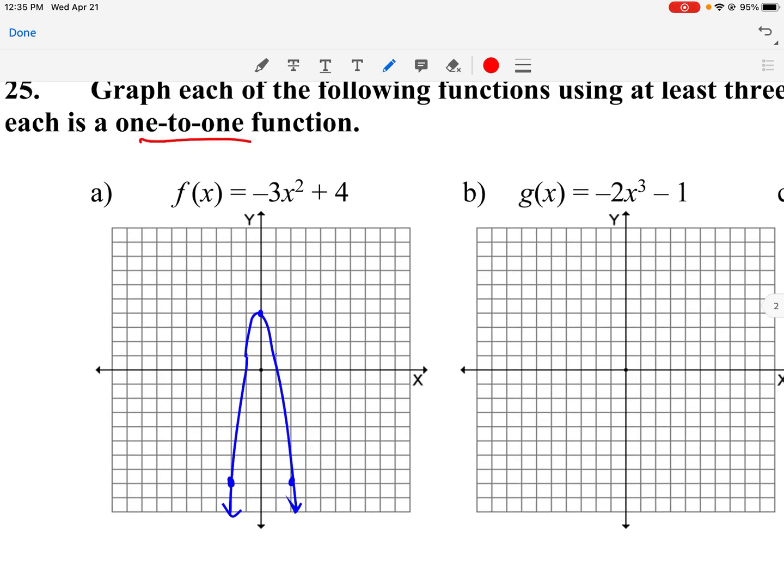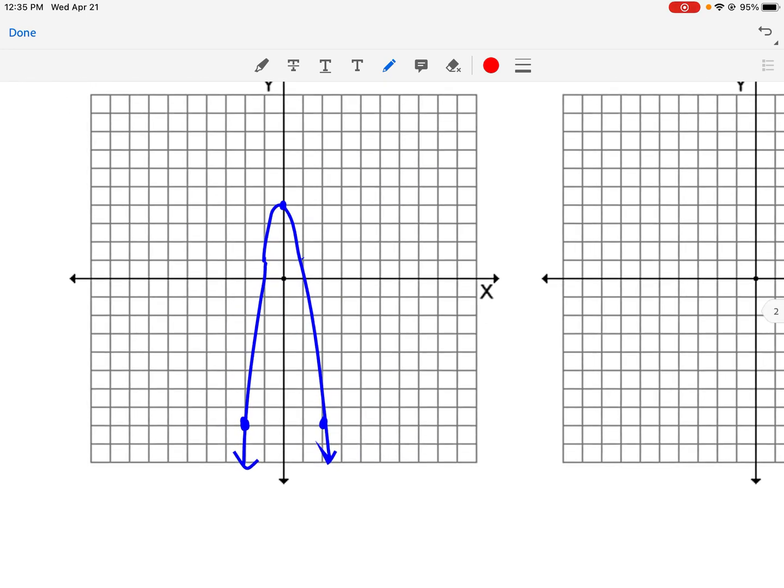but if we want it to be a specific one-to-one function, it also has to have an inverse, meaning it has to pass the horizontal line test, which this one does not, because this horizontal line passes through my graph twice. So that means the inverse function does not exist, and this is not a one-to-one function. So one-to-one has to pass the vertical and horizontal line test.